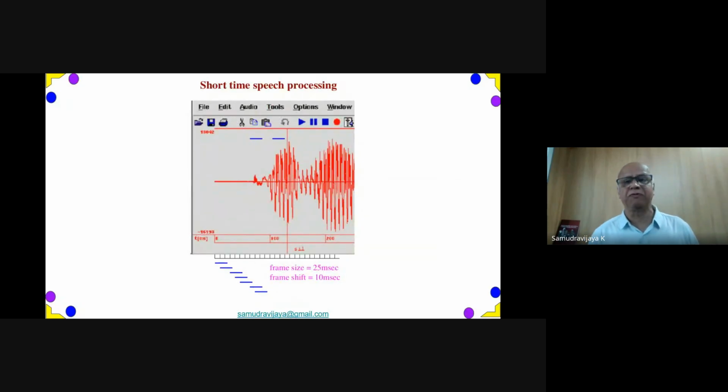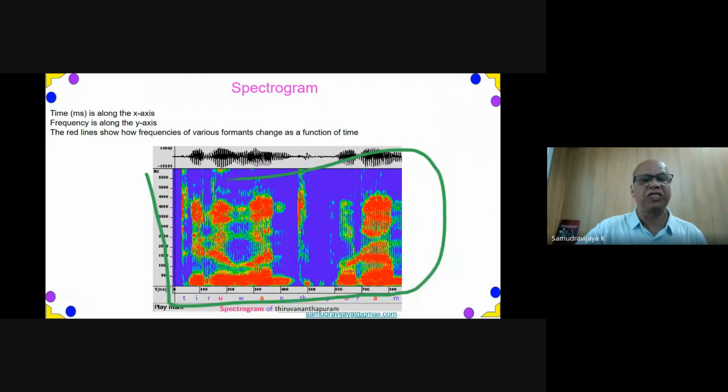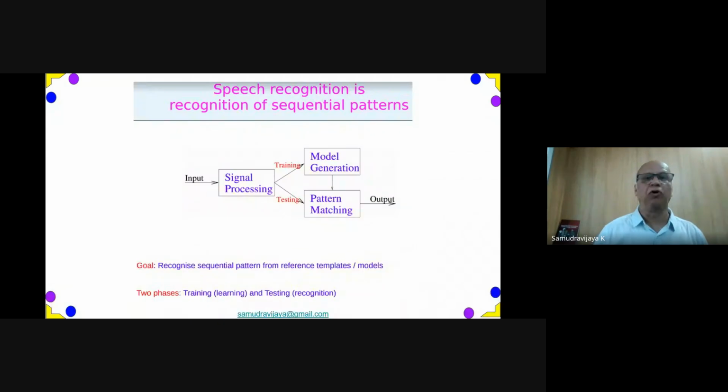We do the short time speech processing. Every 10 milliseconds, we take a frame and we compute the spectrum, MFCC cepstral coefficient. But if you look at the waveform here, it is a sequence of several sounds. Therefore, we want to see how this spectrum varies as a function of time. So we use the spectrogram. You have already seen this. Okay. Now, let us go for the training of the model.